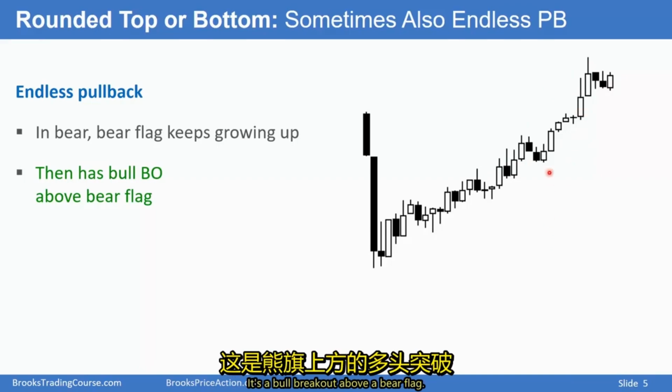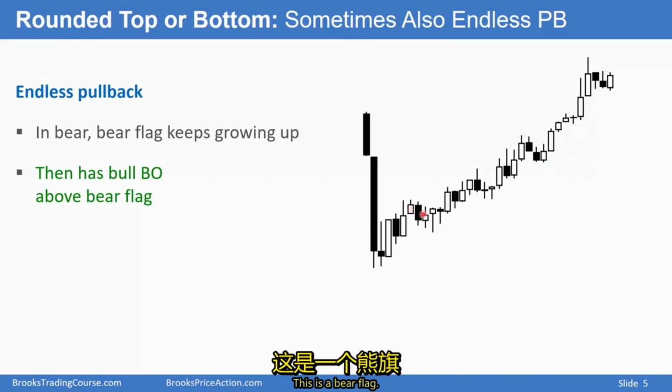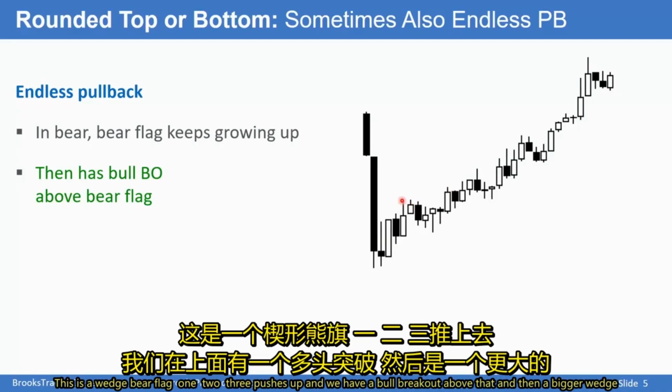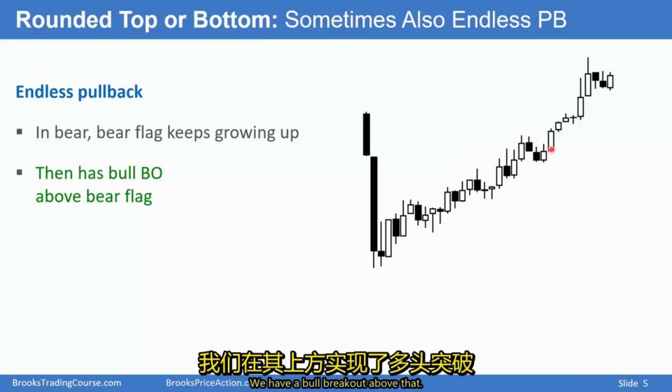It's a bull breakout above a bear flag. This is a bear flag. We have a small breakout. This is a wedge bear flag. 1, 2, 3 pushes up. And we have a bull breakout above that. And then a bigger wedge bear flag. 1, 2, 3. We have a bull breakout above that.